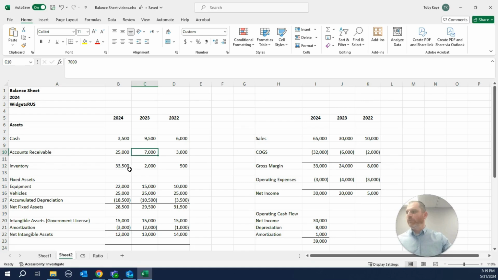And then inventory was up by $31,500. So that's inventory that they've paid the cash for, and they haven't sold it yet. It's sitting there with them. They've invested the cash into that inventory. So when it comes to Widgets R Us and their cash flow, they need to figure out how to fix this working capital problem in order for them to really start seeing the benefits in their bank account.